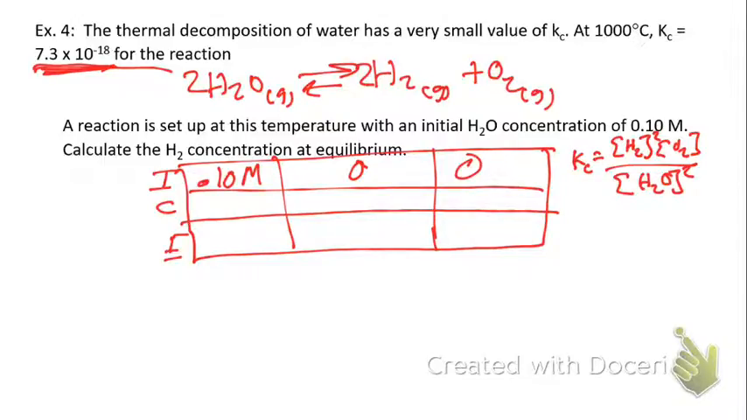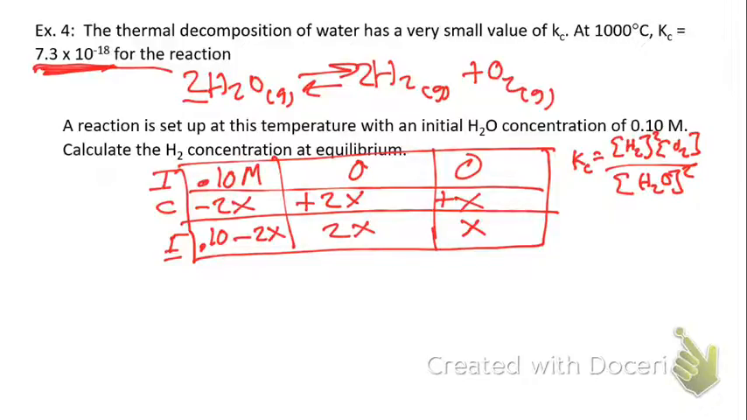So we're going to use our ICE table: minus 2x, because of the coefficient 2, then plus 2x and plus x. Now, at equilibrium, it should be 0.10 minus 2x, 2x, and x. So now we're going to plug this into our equilibrium expression. However, if we do that, we're going to get a very complicated problem that we're going to have to solve.